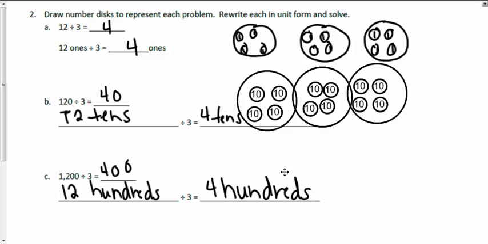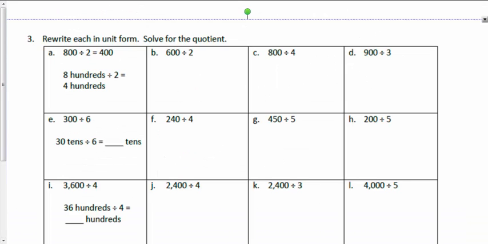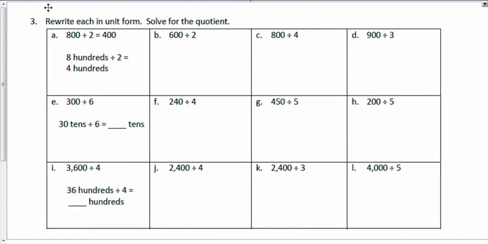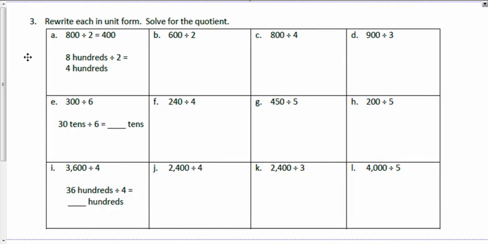Very important that you learn this pattern because you're going to see this over and over in a lot of different situations. All right, so now we're going to rewrite each in unit form and solve for the quotient. So for 600 divided by 3, we're going to come right here and write 6. I'm going to abbreviate. 6 hundredths divided by 2 equals 3 hundredths, which is equal to 3 hundredths.